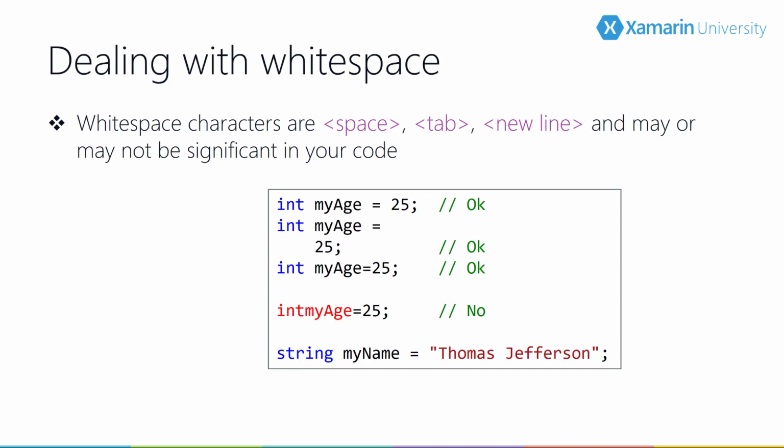However, in the fourth statement, we run into a problem because we removed the white space between the type and the name. The problem with doing that is now it can't detect what is the type and what is the name. So it actually thinks that intmyage, that whole thing, is the variable name. And since there is no variable declared with that, we get an error. Now, space that is inside of a string like this is always okay. The more spaces you add, the more spaces you'll see if you ever output that.